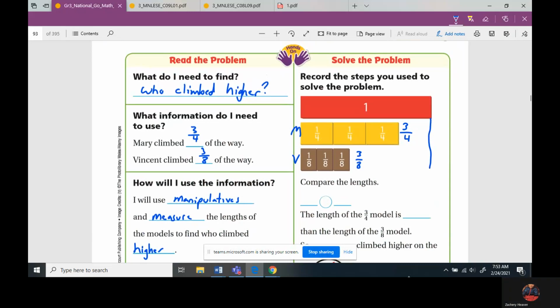Mary. But you say 8's bigger than 4, Mr. Heaver. How's that right? That's true. But think about this. They're all the same whole. Everybody is the same right here. So if you have more pieces, they're going to be smaller. Less pieces, they're going to be bigger because it takes less pieces to make the entire thing.